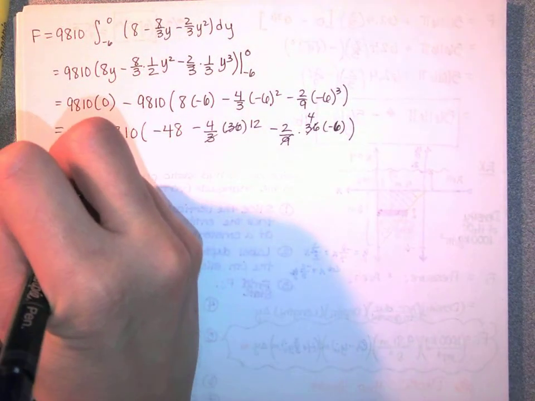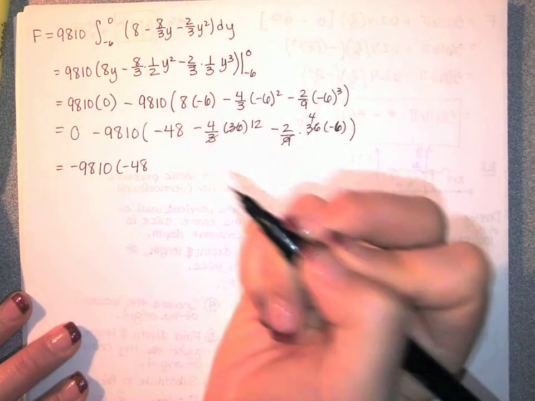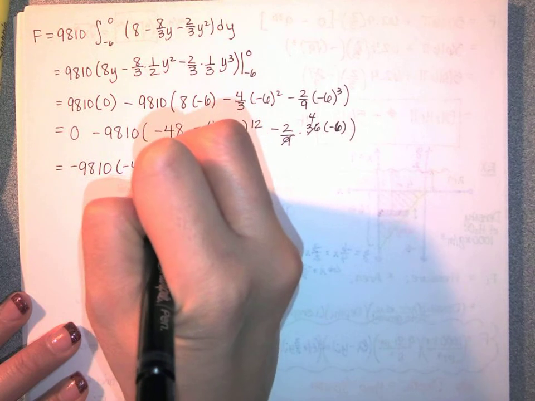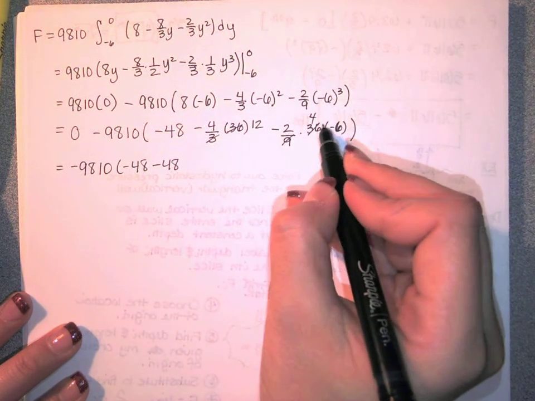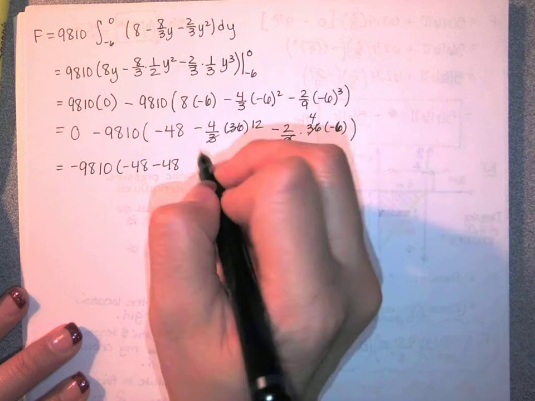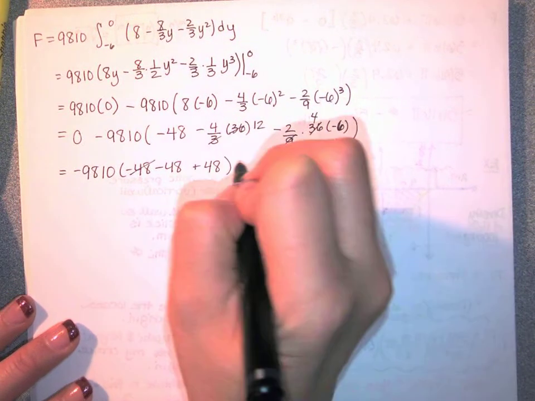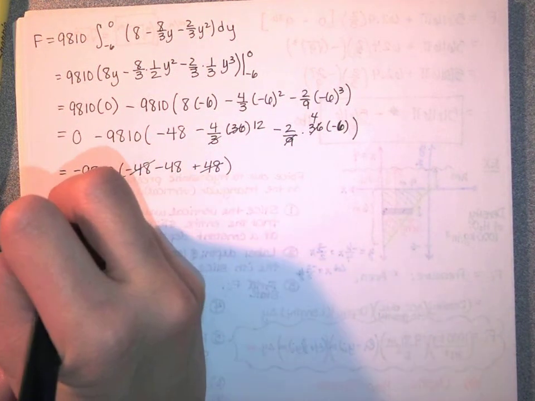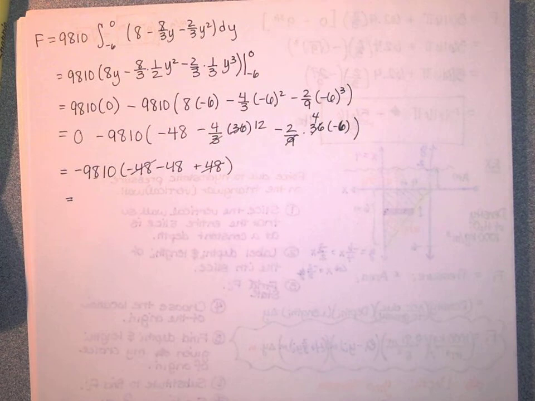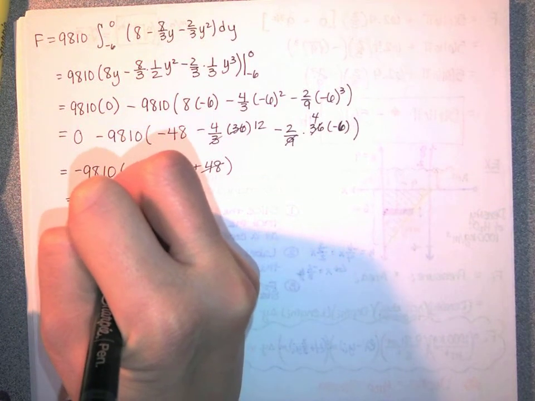And so we've got -9,810 times -48 times minus 48, and that's a -8 times a -6. That is a positive 48. So those reduce, and you end up with this 9,810 times the negative 48. Which is this number. These are not proper significant figures.